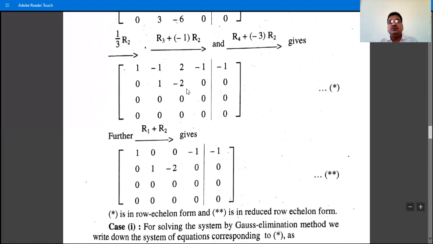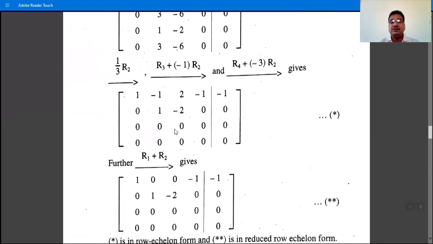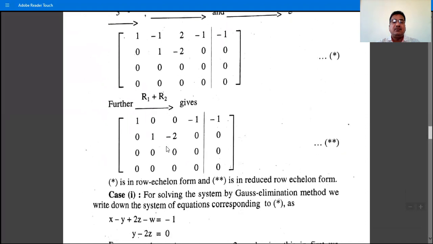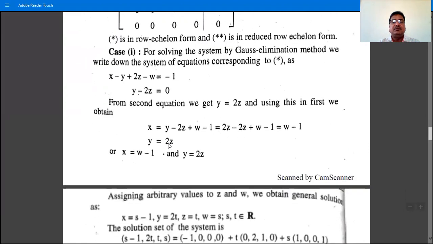Rank of A is 2, and rank of AB is also 2, and therefore the given system is consistent because rank of A is equal to rank of AB. Because we know that the rank of the matrix is the number of non-zero rows in echelon form, or the number of non-zero rows in reduced row echelon form, is the rank of the matrix.